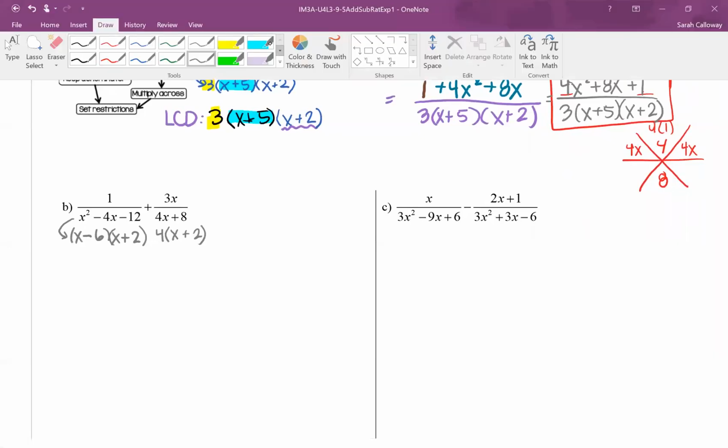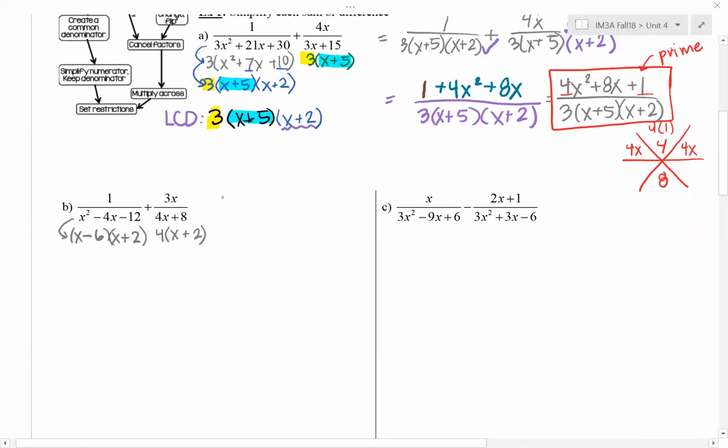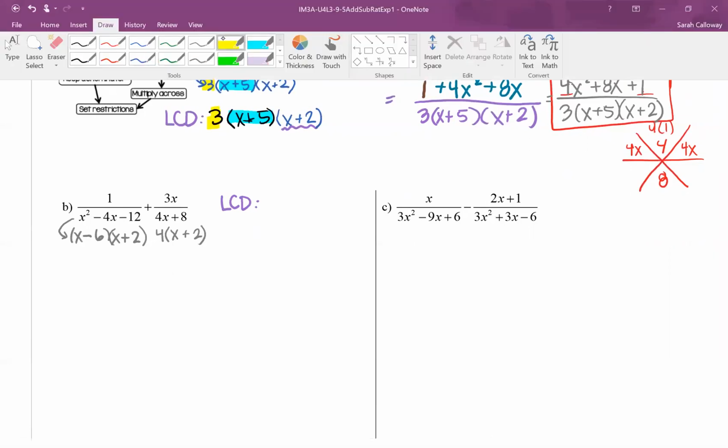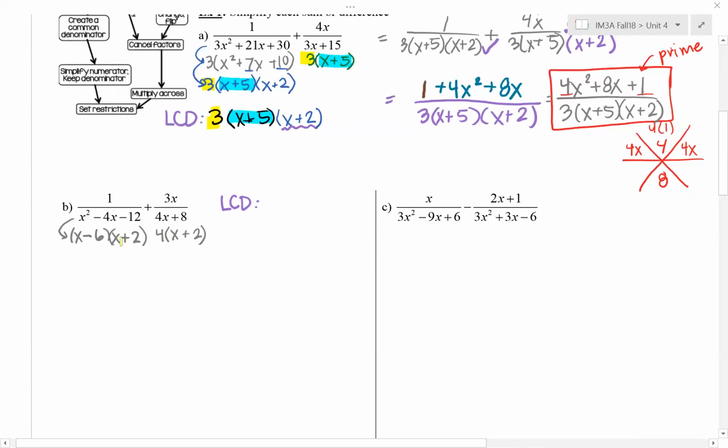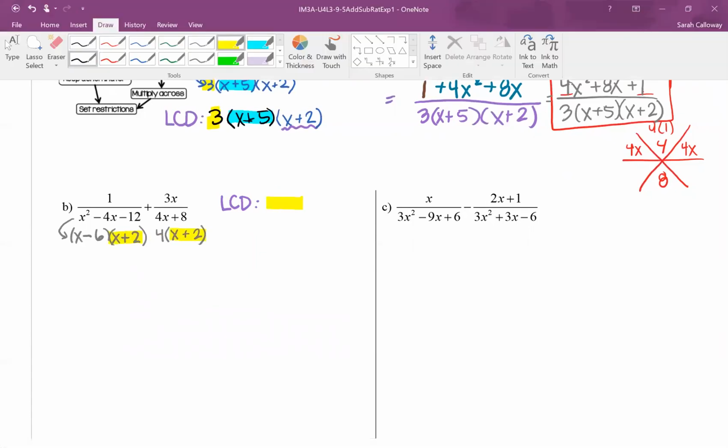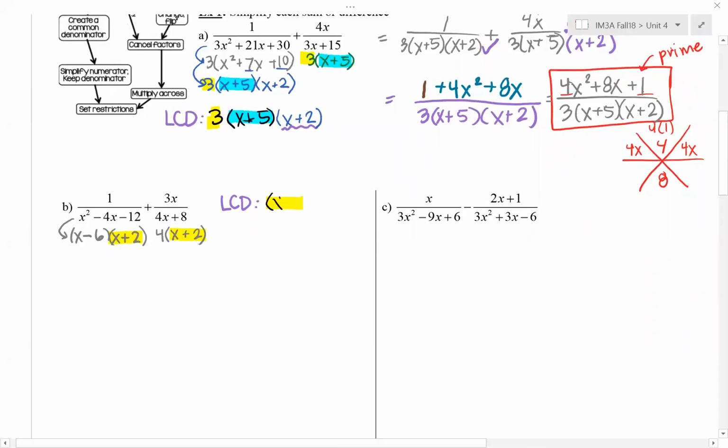So now we want to look for our common denominator. And so our LCD is going to involve these values. So let's start with what they have in common, which is an x plus 2. Okay, so both of these things have an x plus 2. So that tells us that x plus 2 has to be a factor in a piece of our common denominator.